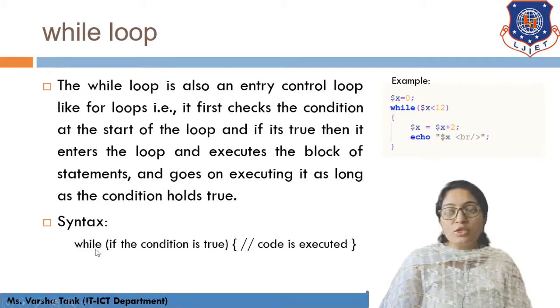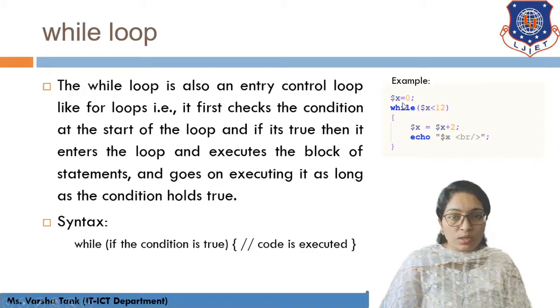Here you can see the syntax of the while loop. If the condition is true, the code is executed. That means here you have to give the condition. Here you can see the example of the while loop. Here I have defined $x = 0, while $x < 12. Until and unless $x is less than 12, it will execute this statement. Here it is written $x = $x + 2, echo $x br. So it will execute this loop and print 2, 4, 6, 8 and likewise. Now let's see how we are going to execute this practical.